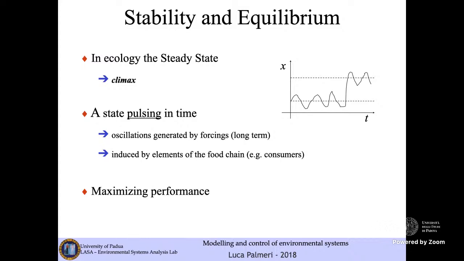When we talk about steady state in ecology, we refer with the term of climax. We may say that the system may switch from one climax to another climax level. For example, I'm trying to indicate the climax with these dashed lines, and I'm trying to represent the fact that the system may be oscillating around a climax average, and then after a state change, the system may jump abruptly onto another climax.